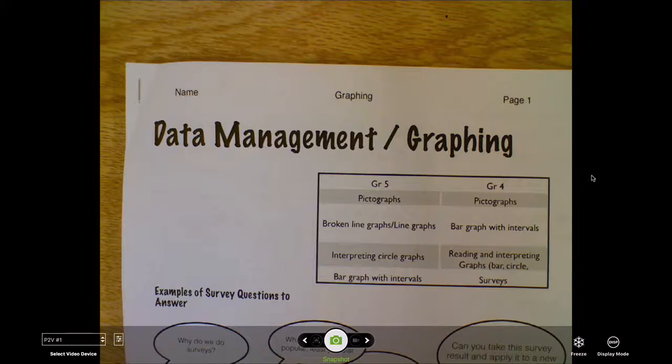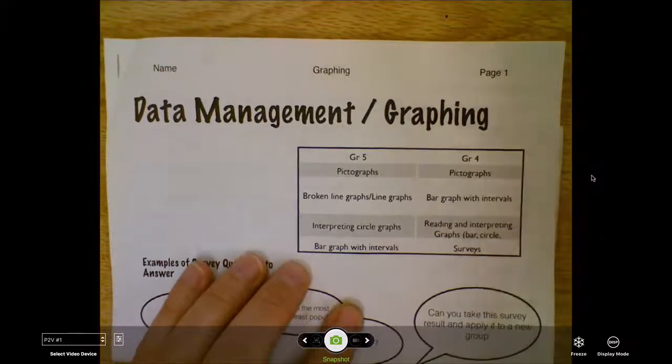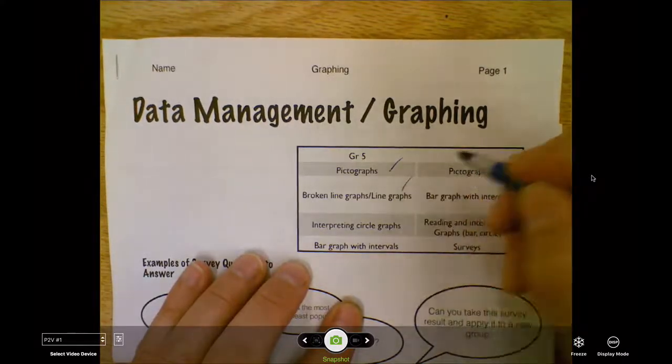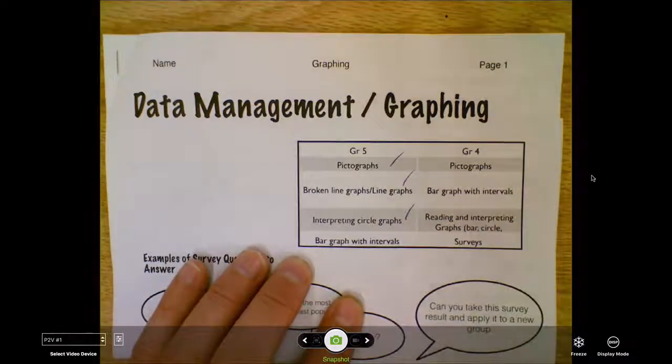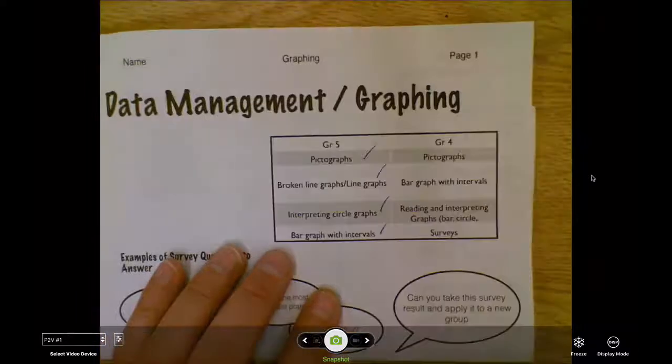Here's a little review of data management and graphing, which is chapter 3 in the math textbook. We did go over this today in class, so check it out. Here's what the grade 5s need to know how to work with: pictographs, broken line graphs, interpreting a circle graph, a pie graph, but they don't have to make it, and different bar graphs with intervals, and a few other things as well.